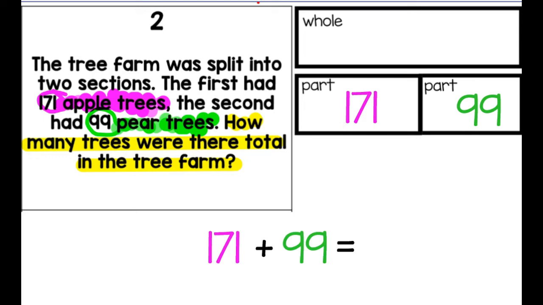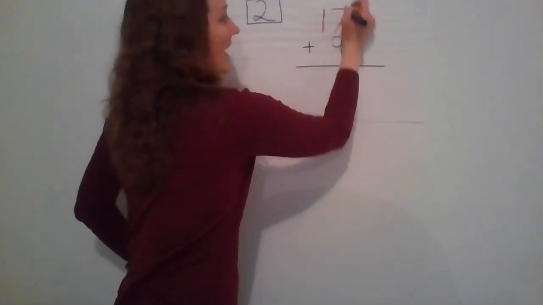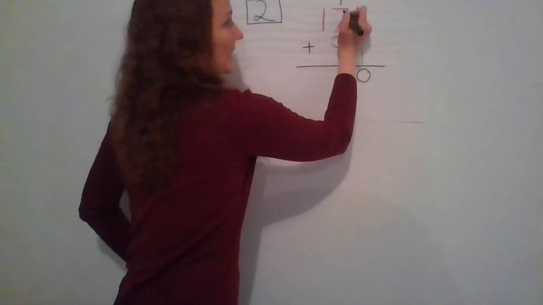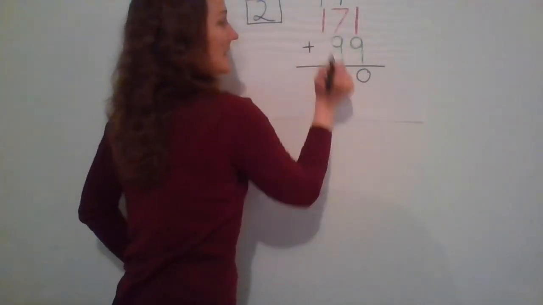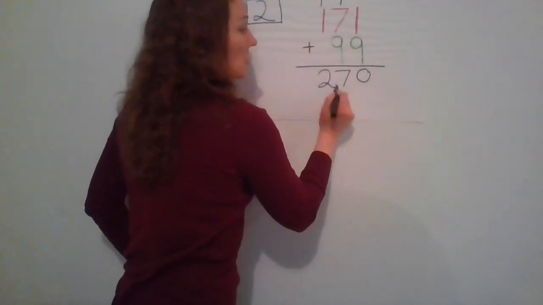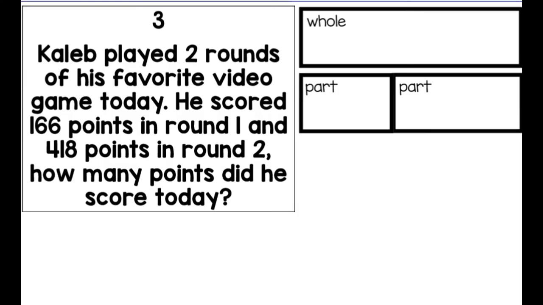So our equation is 171 plus 99. 1 plus 9 is 10. 1 plus 7 is 8. 8 plus 9 is 17. 1 plus 1 is 2. 270 trees in all. Number 3 asks us how many points Caleb scored today.